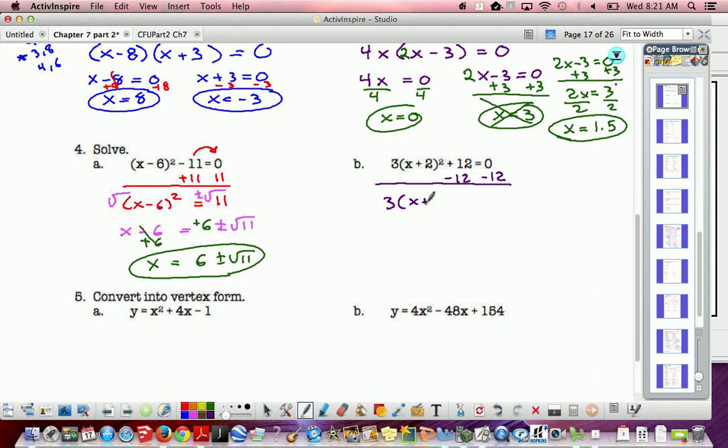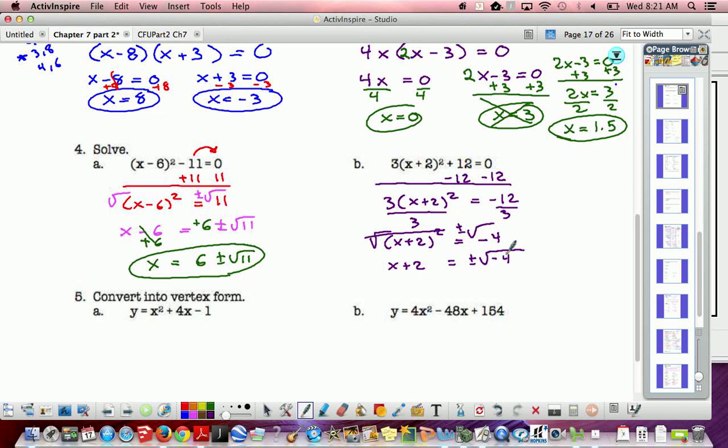So 3x plus 2 quantity squared equals negative 12. Divide both sides by 3. So we get x plus 2 quantity squared equals negative 4. Now let's square root both sides. Plus minus crosses out. X plus 2 equals plus or minus the square root of negative 4.